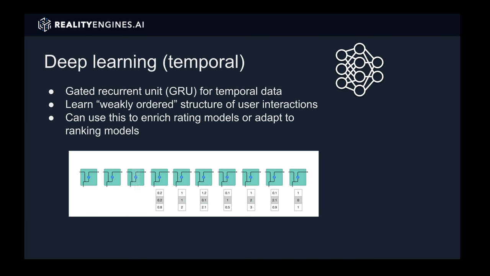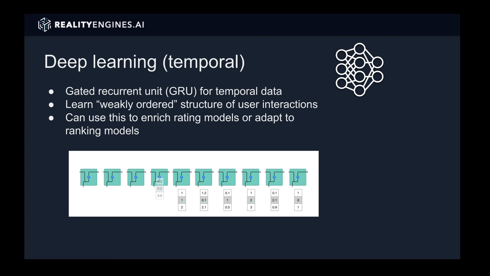Okay, so now I'll get into, actually, all the algorithms I've explained so far were non-temporal algorithms where they didn't take into account the ordering of the user history. So now I'll start talking about some algorithms that do take into account the ordering. So you can think of Amazon as doing something more with the temporal data because there are more temporal structures to learn.